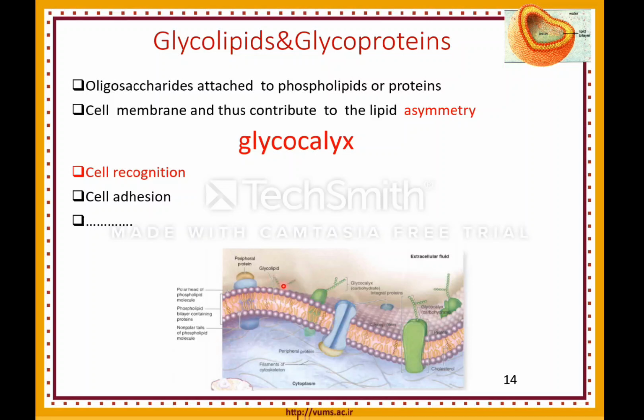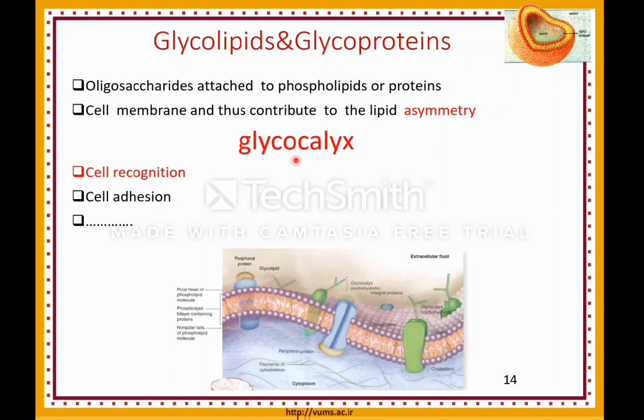Oligosaccharide chains attached to the phospholipid bilayer or to the proteins form the glycoproteins or glycolipids. But these oligosaccharide or carbohydrate chains, as you see here, are located just in the outer layer, not in the inner layer. They give an asymmetric structure to the lipid layer, and also they form a shell of carbohydrate in the outer part of the cell membrane that is named glycocalyx.